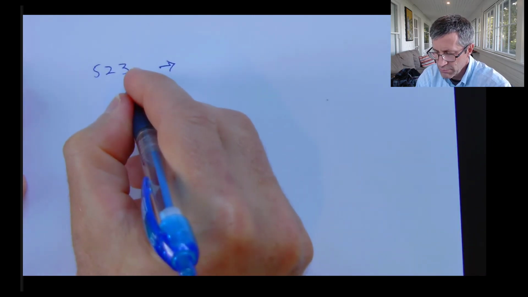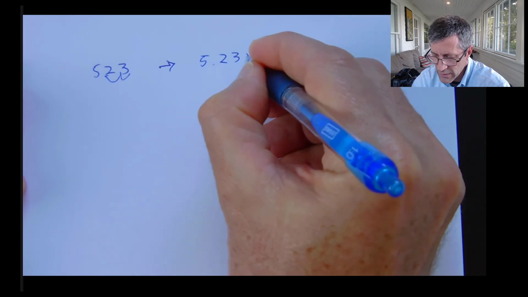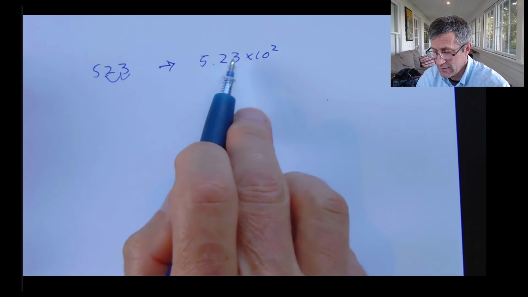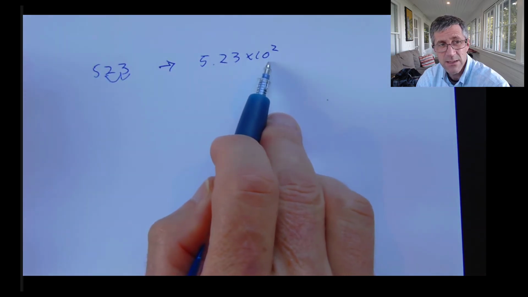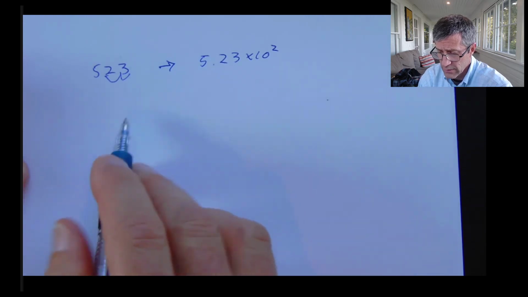Right? I'm starting at my decimal place. I'm going to move it twice, so I'll have 5.23. I've moved it twice, so it's times 10 to the 2, right? So this is the same as multiplying this number by 10 2 times. So convince yourself that makes sense.